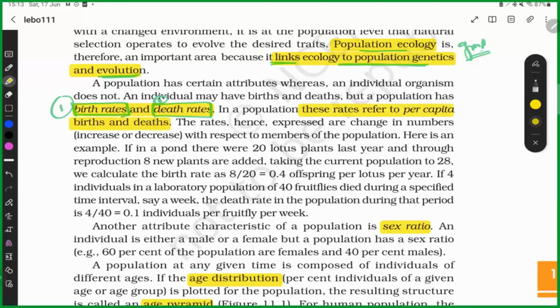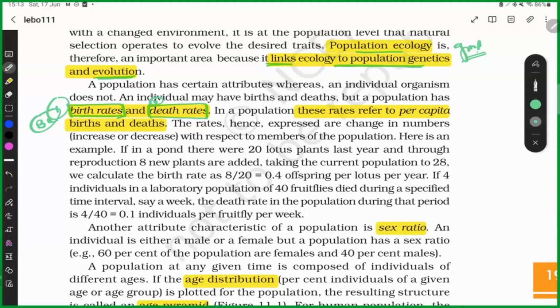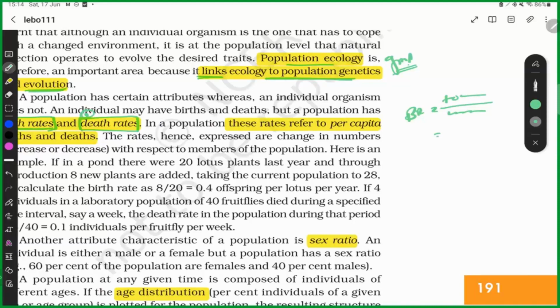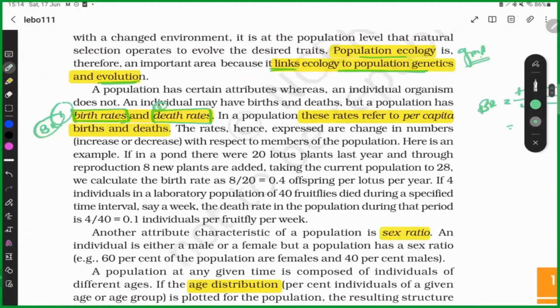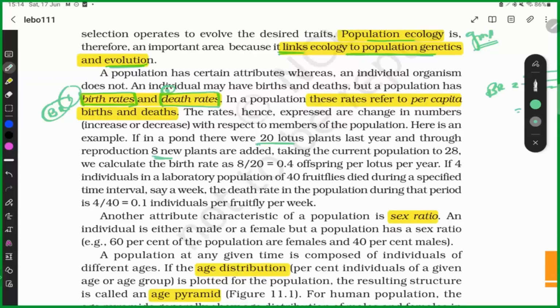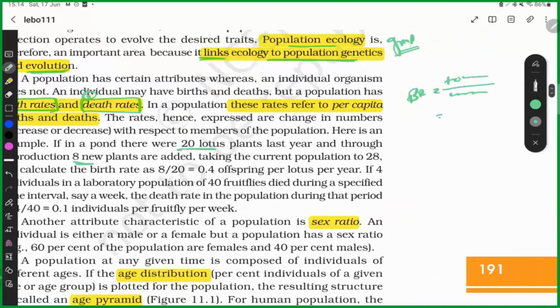So how to calculate birth rate? Birth rate is the total number of births by the total number of population. In a pond, if there are 20 lotus last year and through reproduction 8 new plants are added, what is the birth rate of this plant? Total number of births, or new plants added, is 8. Total number of population is 20.